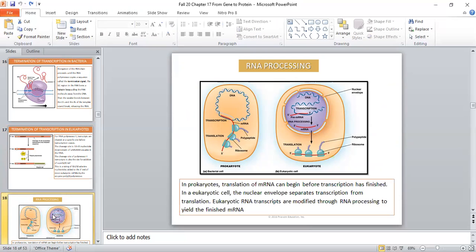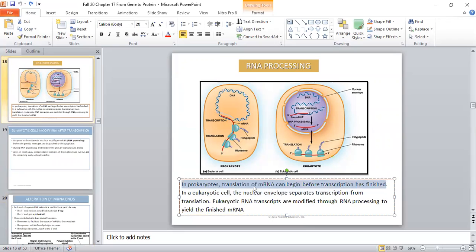Next slide. Now, this we already learned. In prokaryotes, translation of messenger RNA can begin before the transcription has finished. So once the transcription has started, immediately translation also starts. In prokaryotes, bacteria, translation of messenger RNA can start before the transcription is finished. But in eukaryotes, because the cell is clearly divided into two parts, transcription takes place inside the nucleus. So first the transcription will take place, that messenger RNA comes into the cytoplasm, and only then translation will start. Moving to the next.